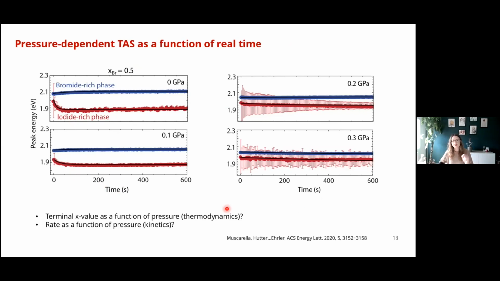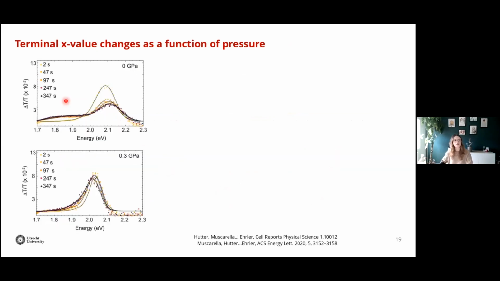And this kind of plot can actually give us two types of information. One is related to the composition in bromide of the bromide-rich phase and iodide-rich phase, by looking at the end of the process. And the other one is the evolution of the rate of the phase segregation. So I will start with the first one, the terminal X value. Here again, you see that at ambient pressure, you immediately see the formation of the low energy phase, while at high pressure, you see a broadening, and probably also a second peak, that is not at the same energy position as at ambient pressure.